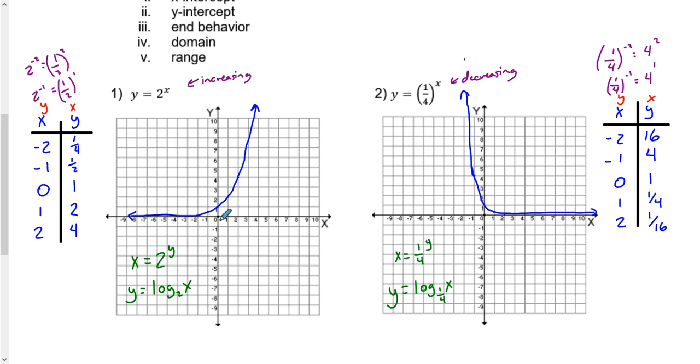So if our x was 1/4, our y value would be -2. When our x is 1/2, our y is -1. X is 1, y is 0. The point 2,1 and the point 4,2. This graph, by connecting the dots, actually looks like this.